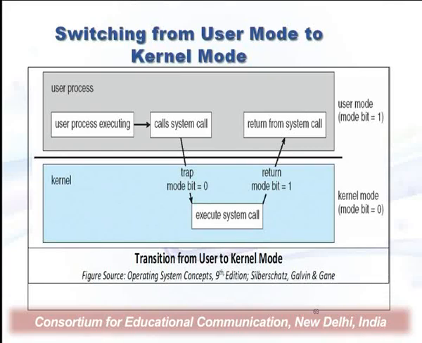The kernel will then change the mode bit. In the user process, it was in user mode, so the mode bit was 1. When it comes to the kernel, the mode bit changes to 0. The particular system call is executed, and after the system call is executed, the mode bit is changed to 1 and the control goes back to the user program.